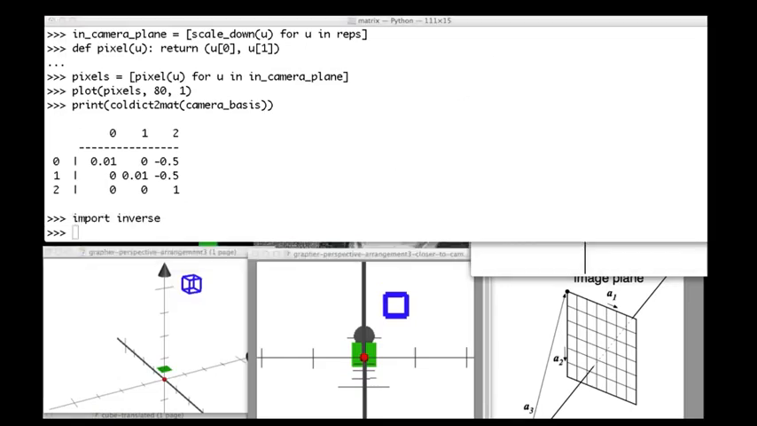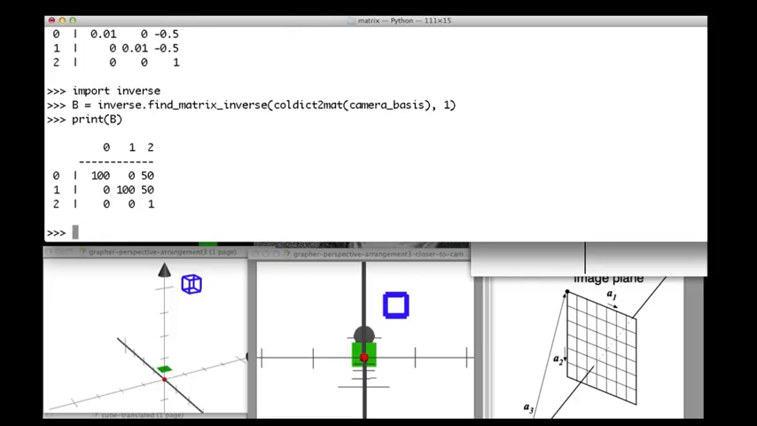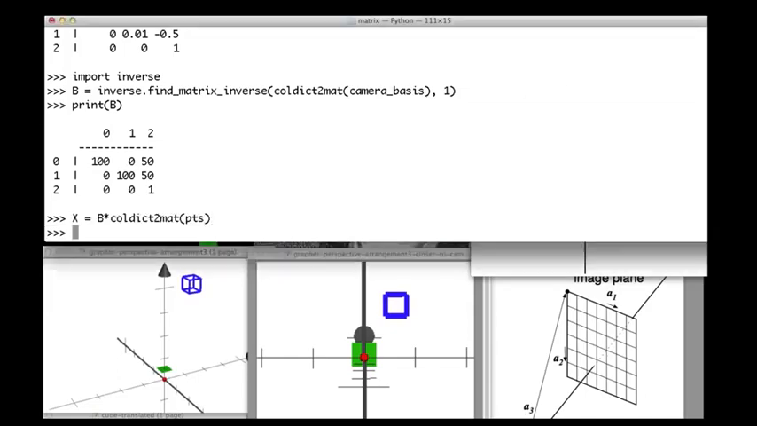First, I'll import a procedure for finding the matrix inverse. You'll write this procedure later. Although you could have found this inverse just by hand. Now, we can get the coordinate representations with respect to the camera coordinates of all the points making up the cube by multiplying them by this matrix inverse. For example, here are the coordinates of the first point on the list.